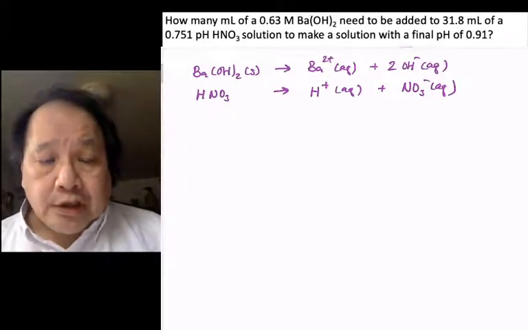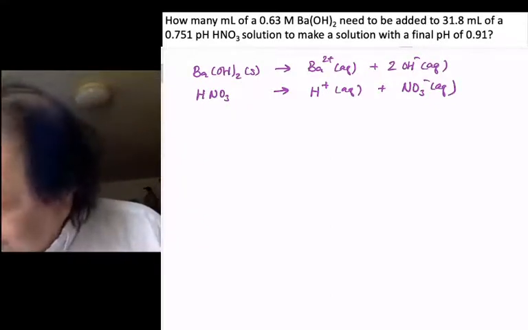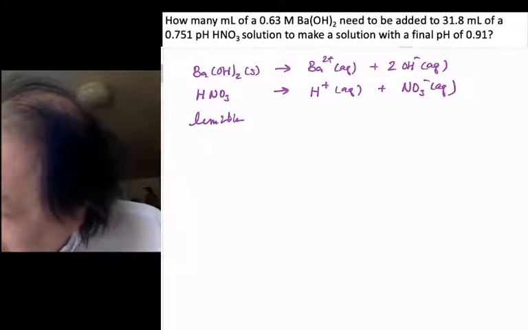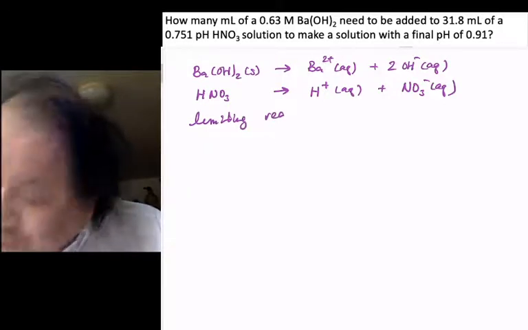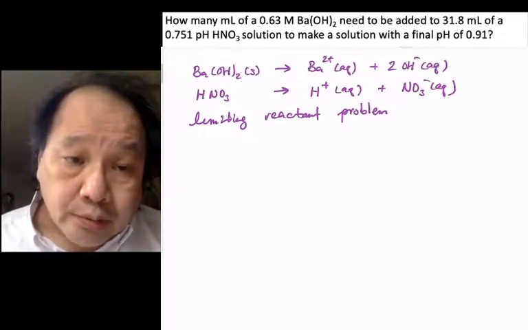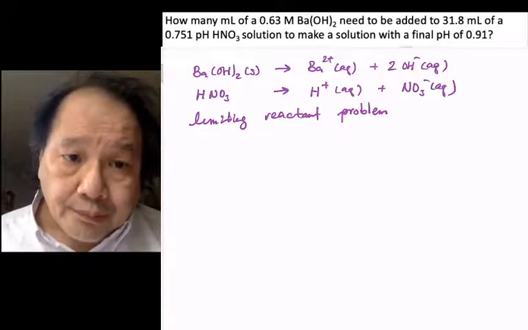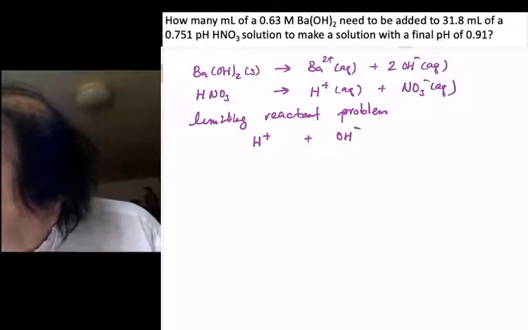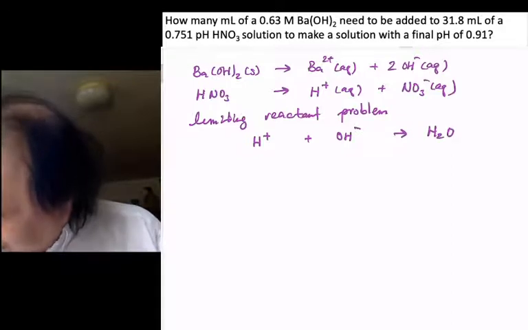Good. This is a limiting reactant problem. And if it's a limiting reactant problem, what is the best way for us to treat it? What diagram should we use? Put it in chat. Good. We will need an ICE table. The reaction is still H+ plus OH- going to H2O, but we will need an ICE table.